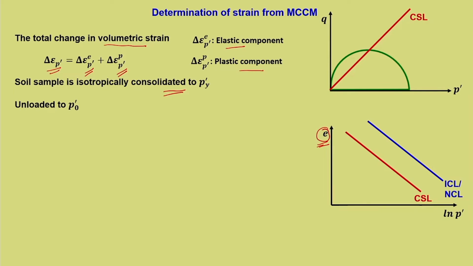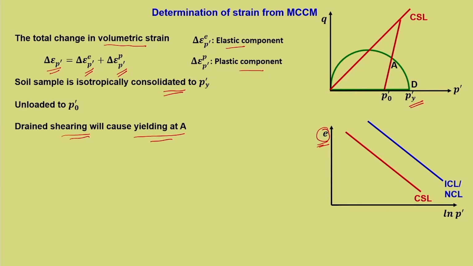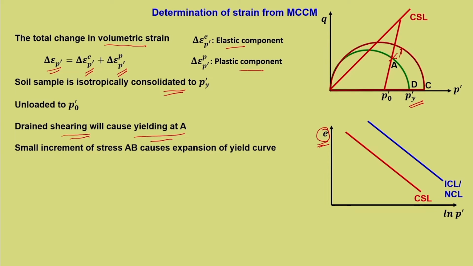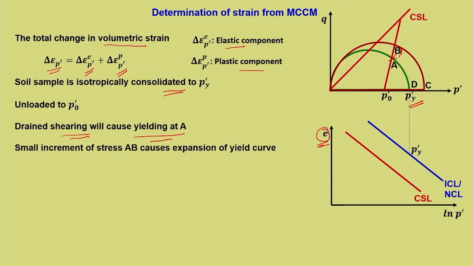Now, this is the yield curve, which is related to p'y. The maximum yield stress is p'y, and it is unloaded to p'0. Drained shearing, because when we say volumetric change, it is a drained response, will cause yielding at A. So, this is the point A, the point where it yields. A small increment of stress, AB. What goes beyond is the expansion of the yield curve, denoted by C. We are talking about a small increment of stress so that we determine a small increment of strain, as I told in the beginning. So, it is all in incremental form beyond yielding. That is the point B. So, let us take it downwards.